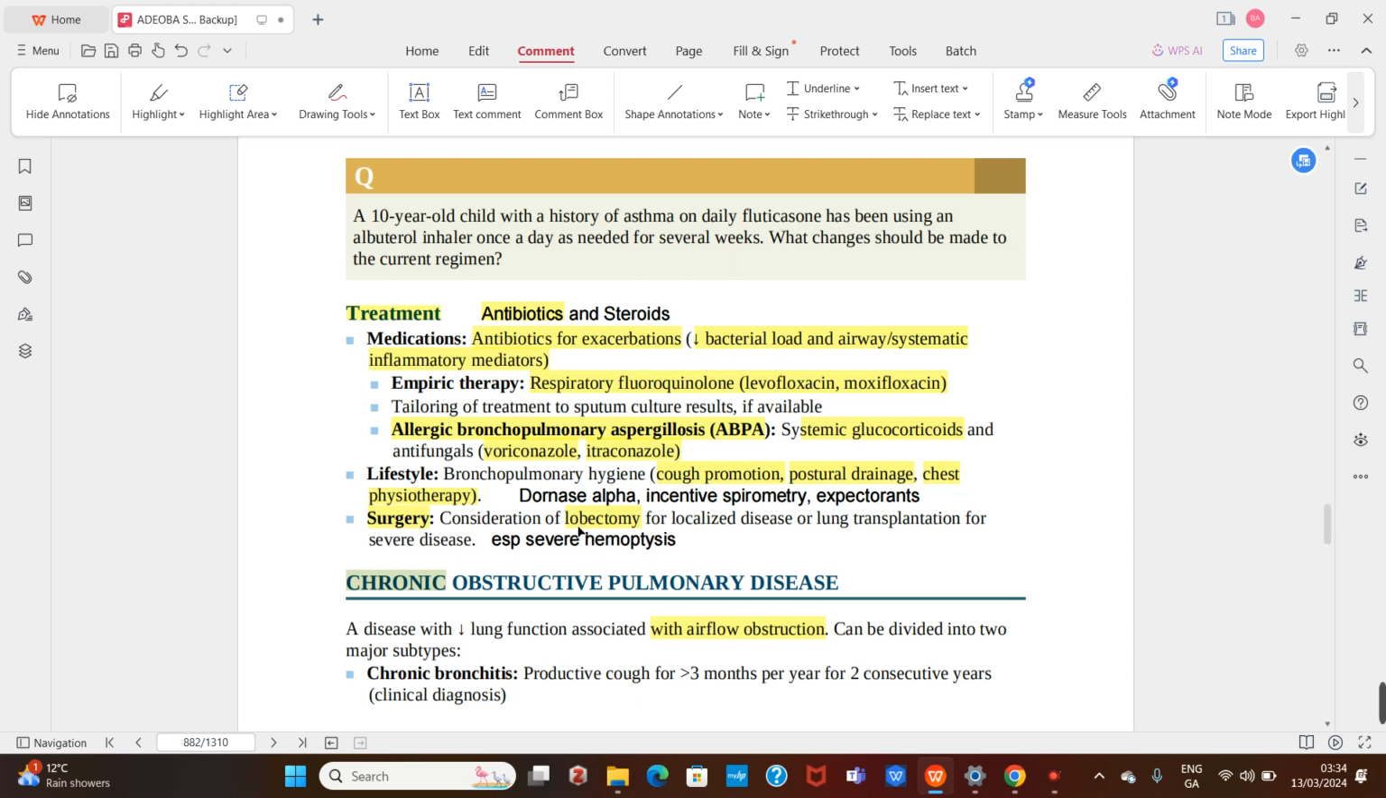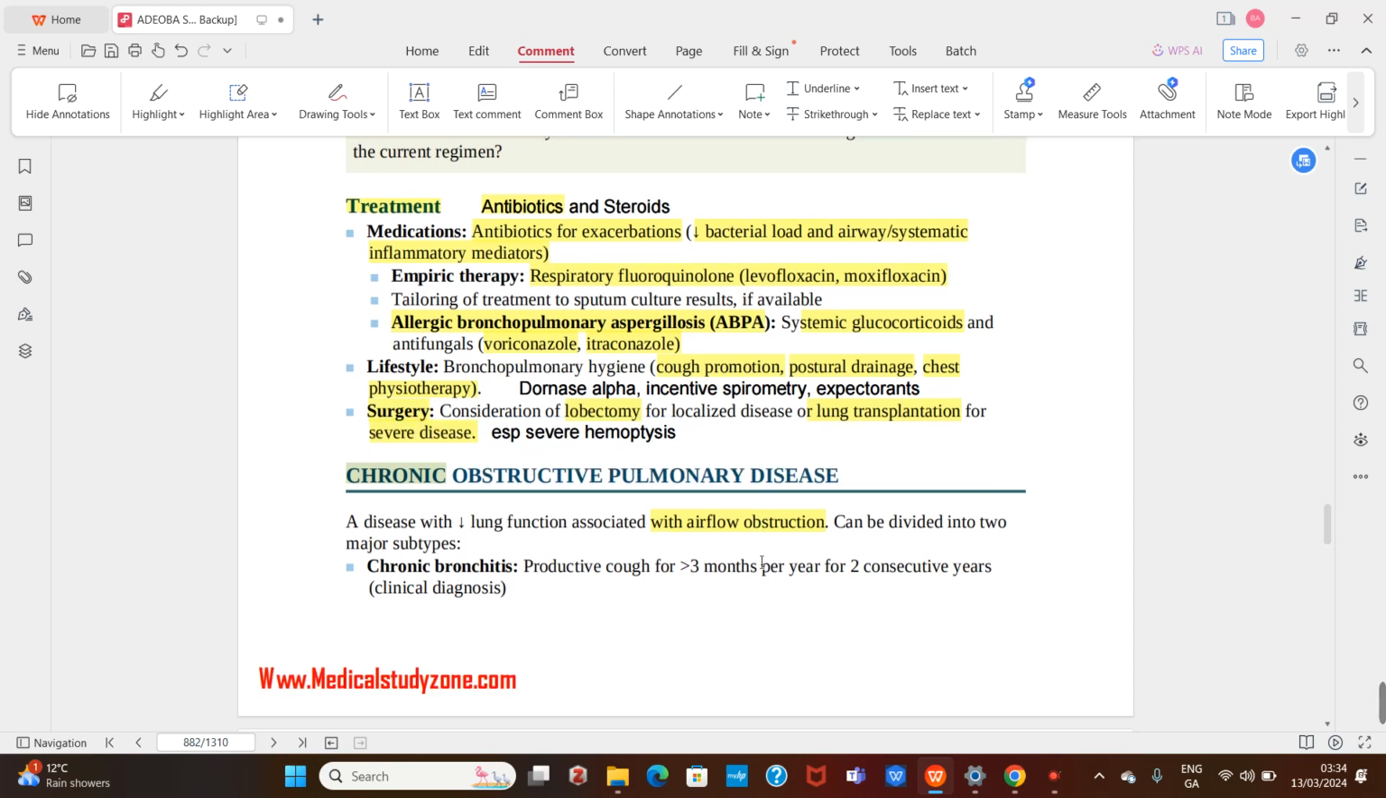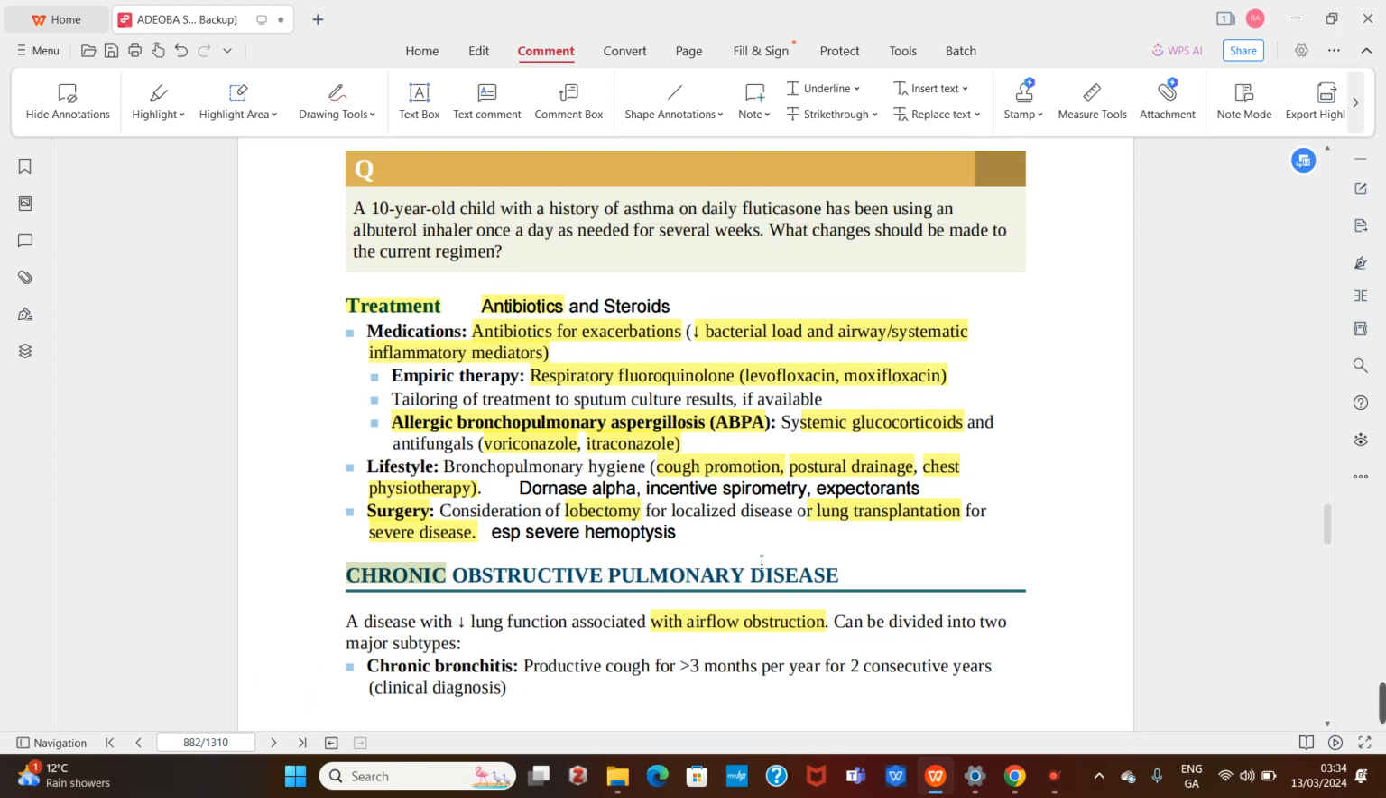Sometimes you might also want to remove it when there is uncontrolled hemorrhage from the hemoptysis. The hemoptysis can be so bad sometimes that it can be uncontrolled. So you might want to remove that lung zone, and of course, in the long term, encourage lung transplantation so that the person can go back to normalcy, particularly when it's really very, very bad. So that's that about the management for bronchiectasis.